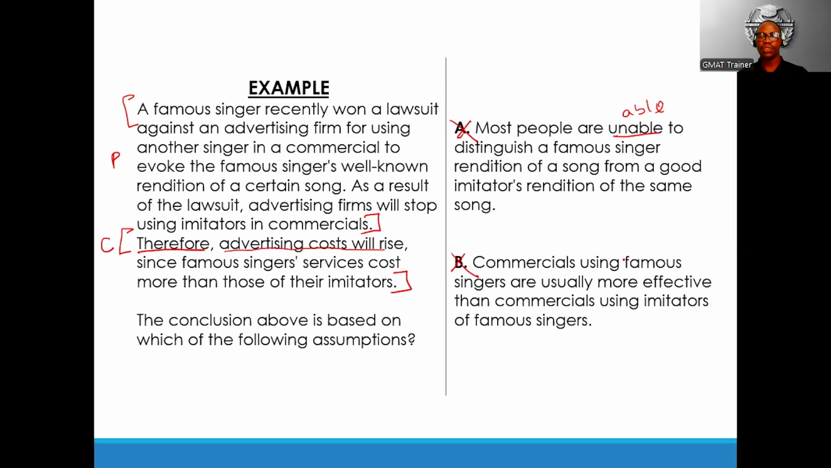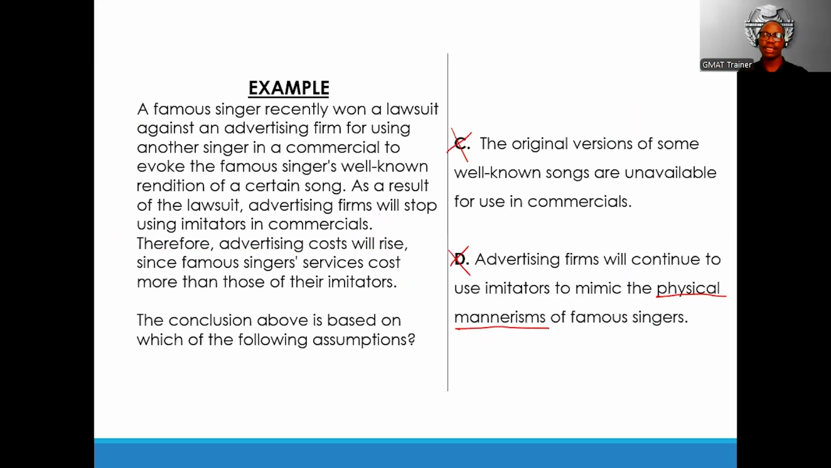Looking at B, commercials using famous singers are usually more effective than commercials using imitators of famous singers, right? If you negate this, commercials using famous singers are not usually more effective than commercials using imitators of famous singers. If that's the case, again, it strengthens the argument's conclusion, meaning in the affirmative, B is not correct.